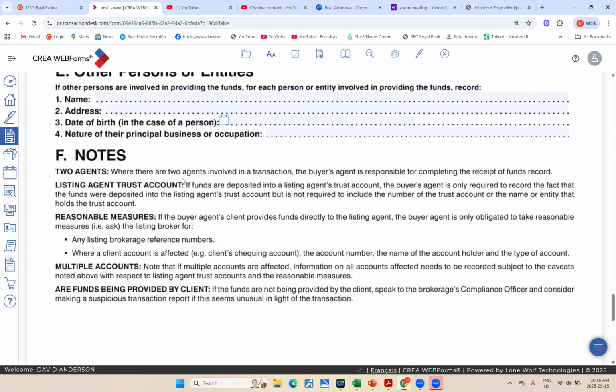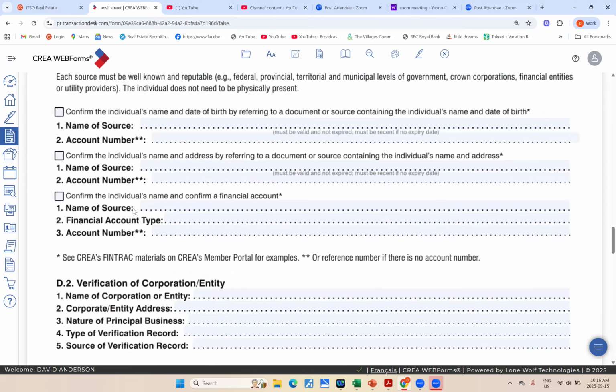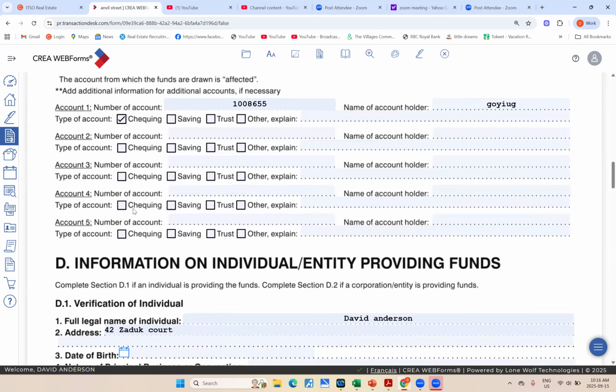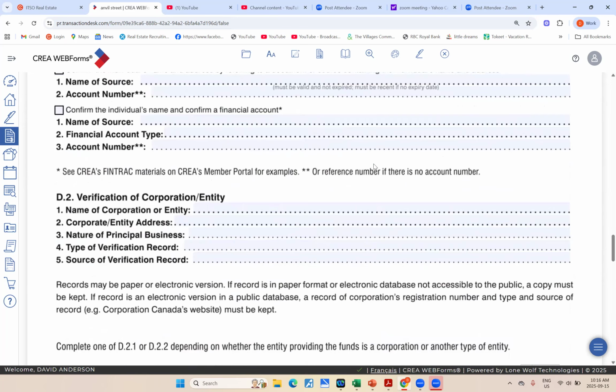Notes, two agents. Where there are two agents involved in a transaction, the buyer's agent is responsible for completing the receipt of funds record. The listing agent trust account: if the funds are deposited into a listing agent's trust account, the buyer's agent is only required to record the fact that the funds were deposited into the listing agent trust account, but is not required to include the number of that trust account or the name of the entity that holds the trust account. So that was back up here when we said right here that it was going into a trust account. That's where you fill that out.